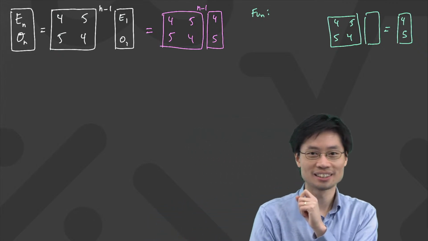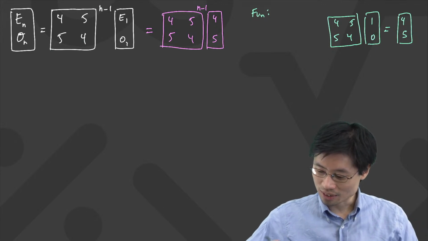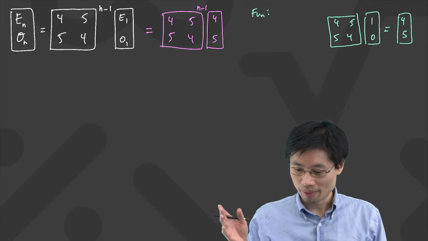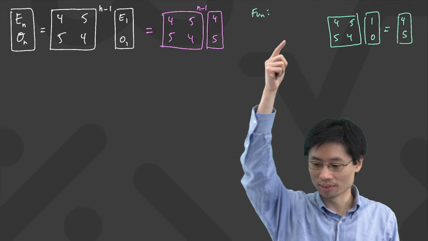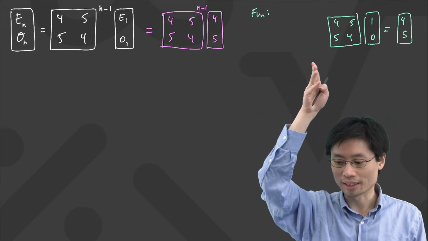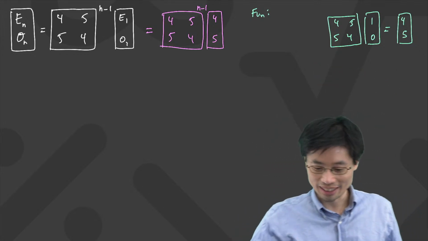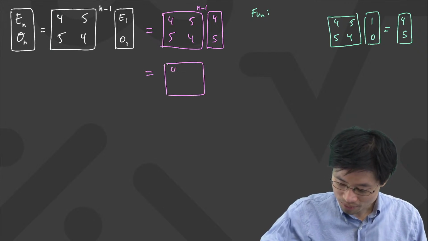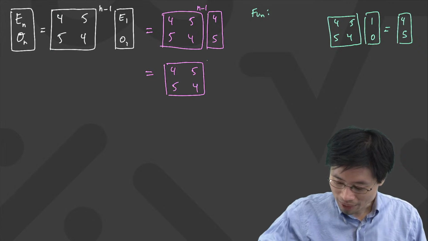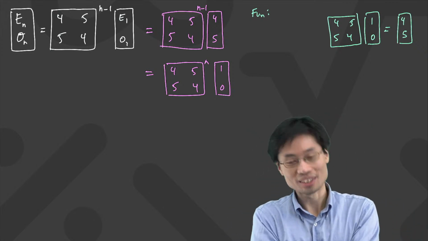Subhashish, did you just raise your hand? Yes. 1, 0. I think so. Yeah, let's do that. So if I did 1, 0, my matrix multiplication, the 1, 0 gives me 1 times 4 plus 5 times 0. That's 4. And I get on the bottom, I get 1 times 5 plus 0 times 4. That's 5. How convenient. So now I have a beautiful formula. 4, 5, 5, 4 to the power n times 1, 0.